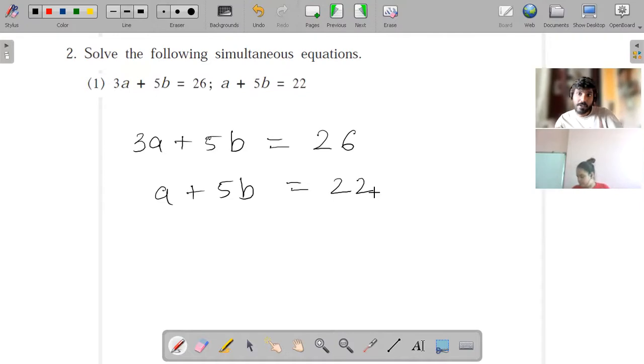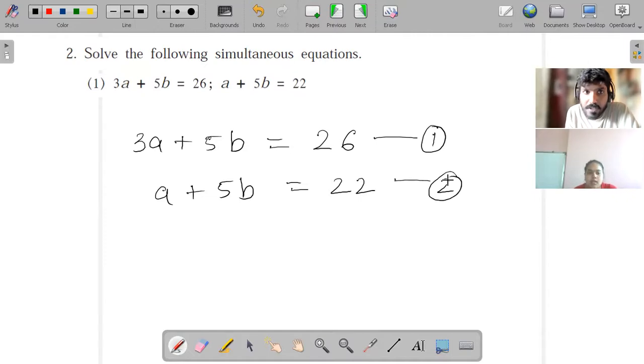Now, can you tell me what to do next? Should we add? I'll call this equation 1 and this equation 2. Now, one thing to note: if you add, both are plus. Will 5b and 5b get cancelled? It will not get cancelled. So for it to get cancelled, what other option do we have? Subtract. So instead of adding, we will subtract equation 1 and 2.